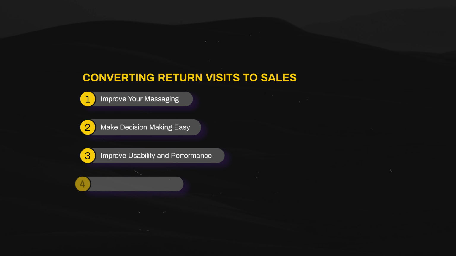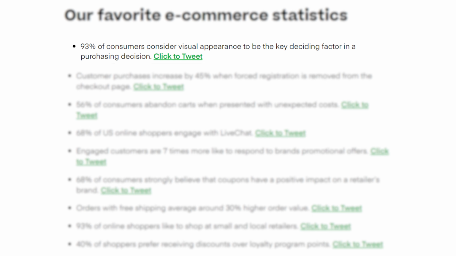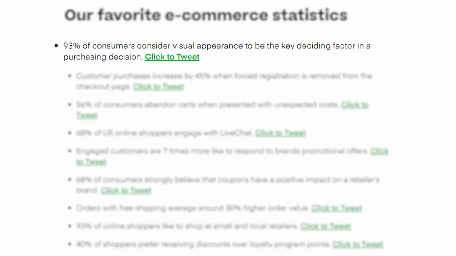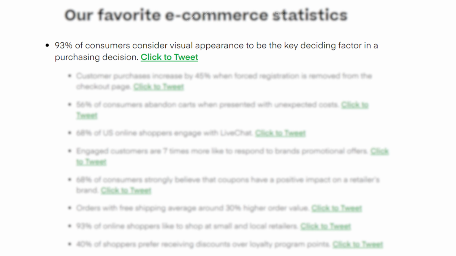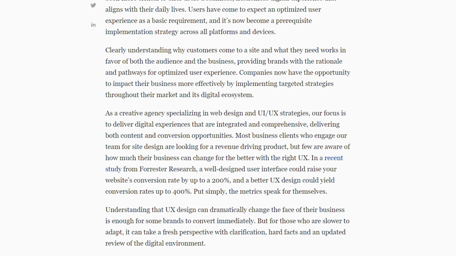Lastly, it's important to pay attention to design. It's way more important than you'd think. You see, 90% of consumers consider visual appearance to be the key deciding factor in a purchasing decision. Also, a Forbes article reported that good design and user experience can increase conversions by up to 400%.